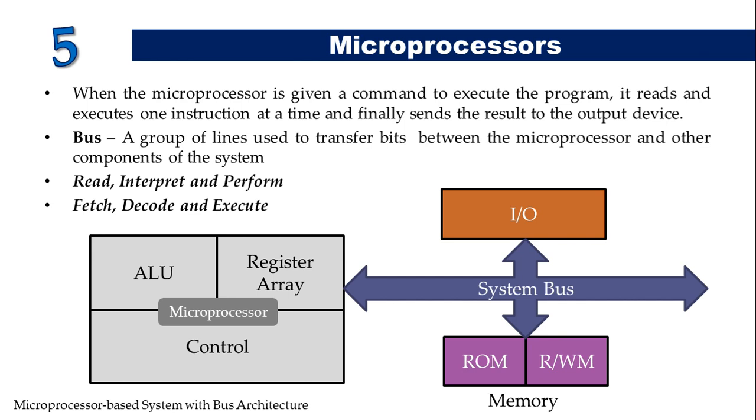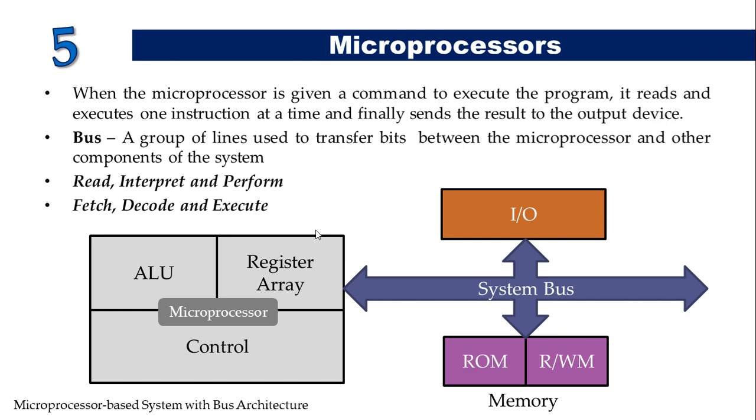Here, we give our microprocessor a command to execute. Then it will read that instruction, one instruction at a time. Instruction 1, then execute. Instruction 2, execute. Until it sends the results to the output device.